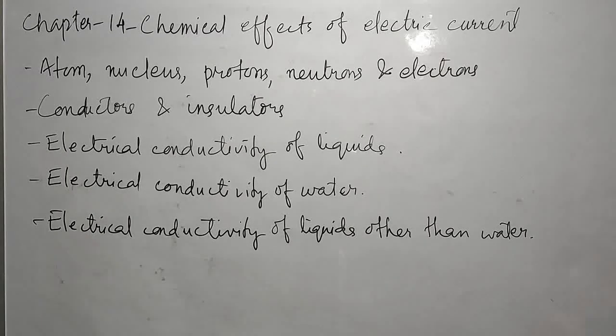Now the next one is electrical conductivity of liquids. Let us first learn what is electrical conductivity. It refers to the ability of a substance to allow electric current to flow through it. So liquids usually do not conduct electricity, but some liquids act as a conductor. Now the first one we have is electrical conductivity of water. If it is pure water, then it does not conduct electricity.